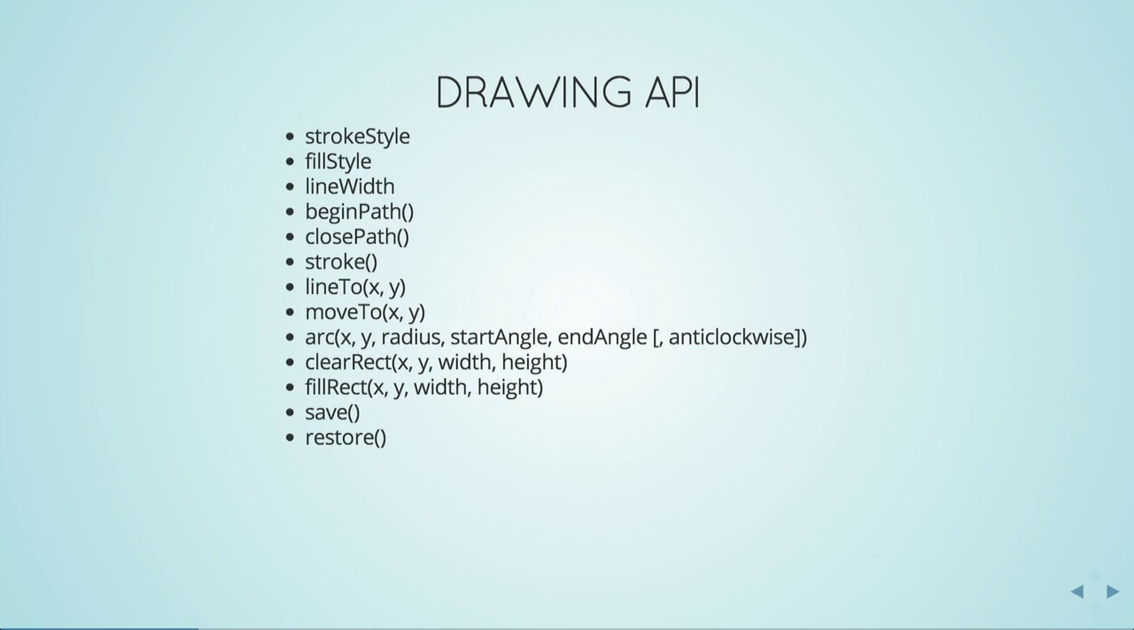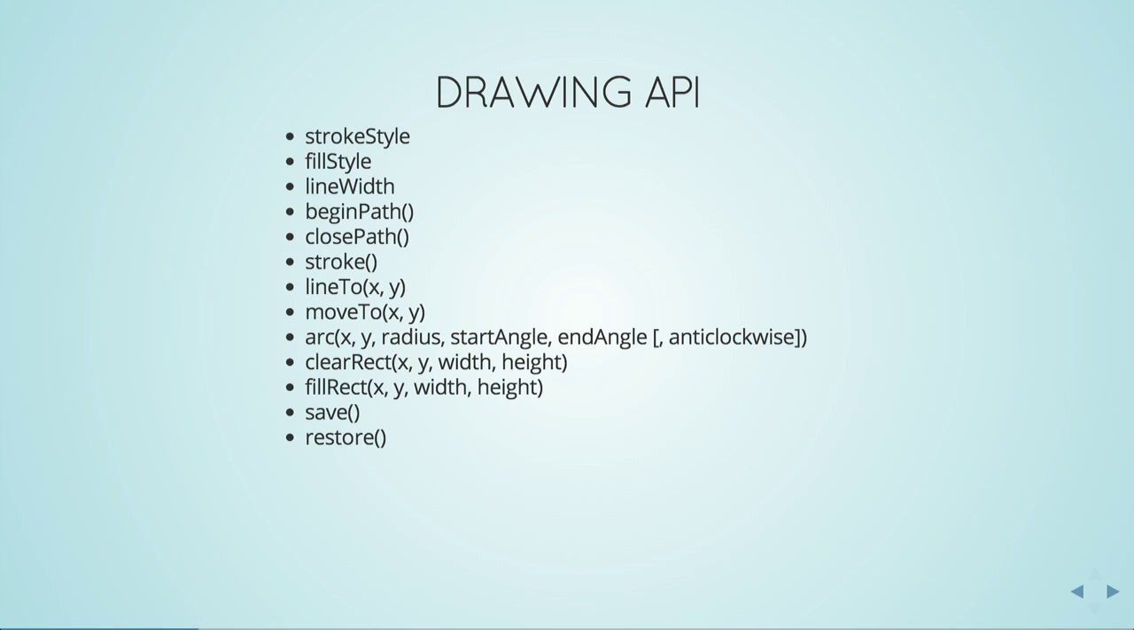The drawing API. These are the main ones that we'll be using, and they're pretty self-explanatory. Stroke style changes the color of lines. Fill style changes the color of the fill, I guess, so if you have a circle, the inside of it. Line width is just the width of the line.